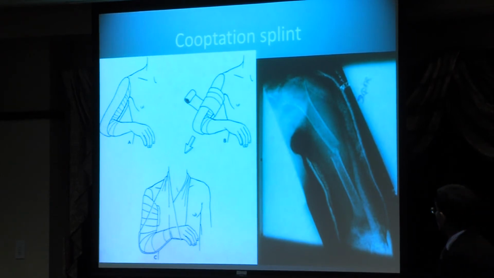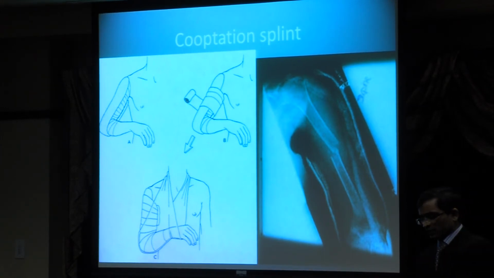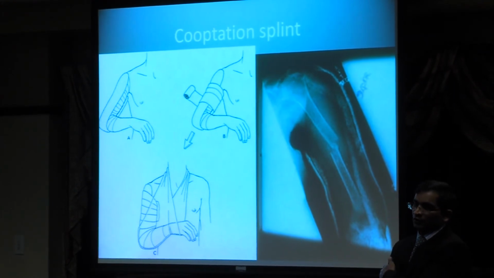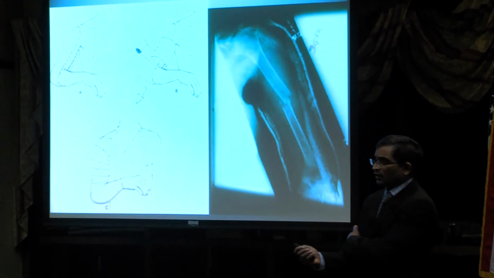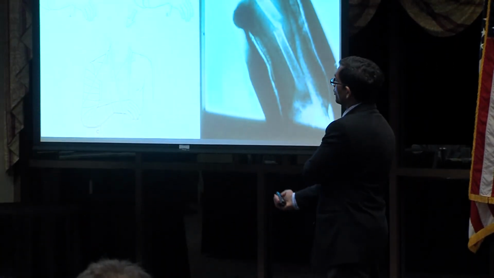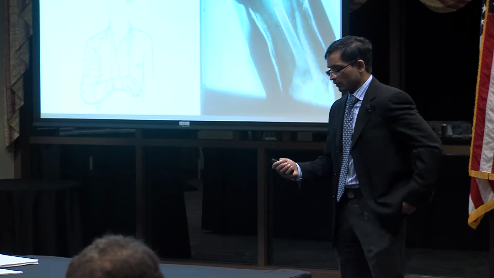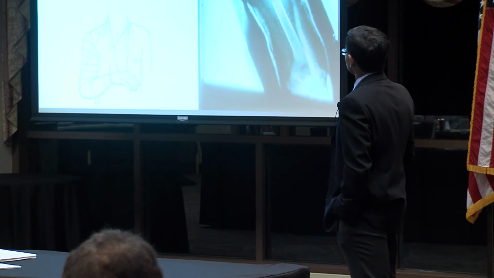This coaptation splint can be maintained for about 3 weeks, and then you can take the coaptation splint off and put in a functional humerus brace, where it is short of the elbow joint. You can start moving the elbow and still protect the fracture by splinting it. If you leave the elbow immobilized for a longer period of time, more than 3 weeks, then that's the risk for stiffness. So we want to start moving the elbow sooner.